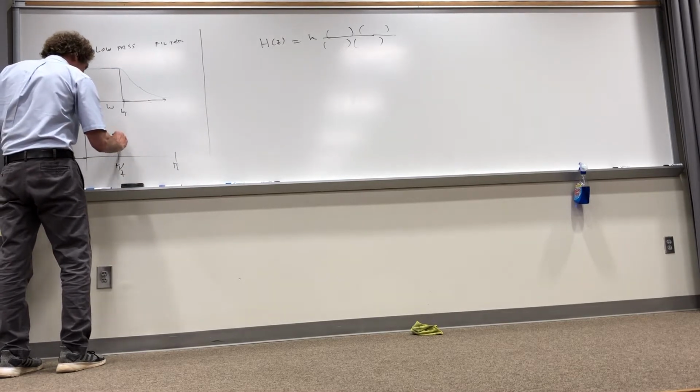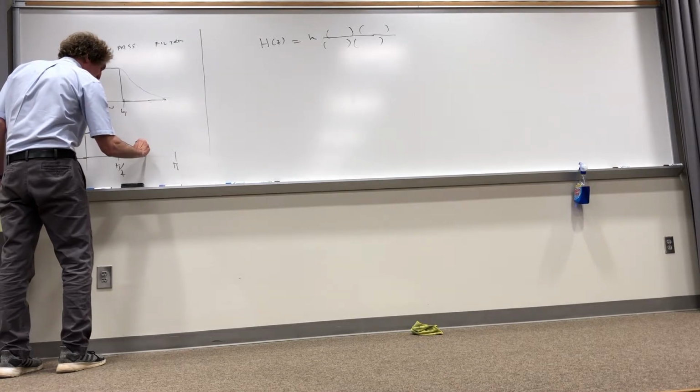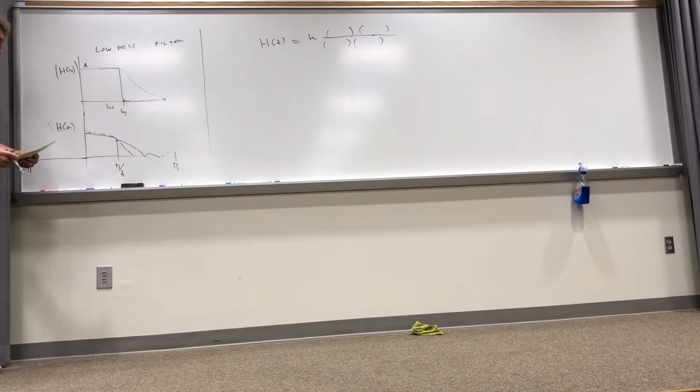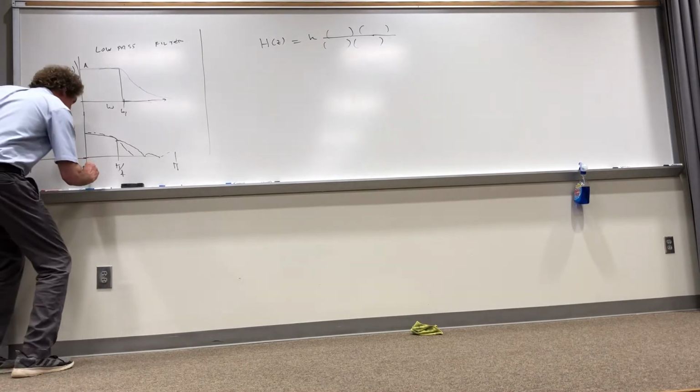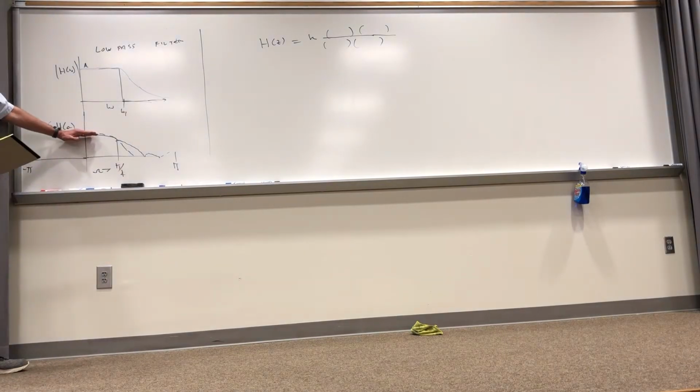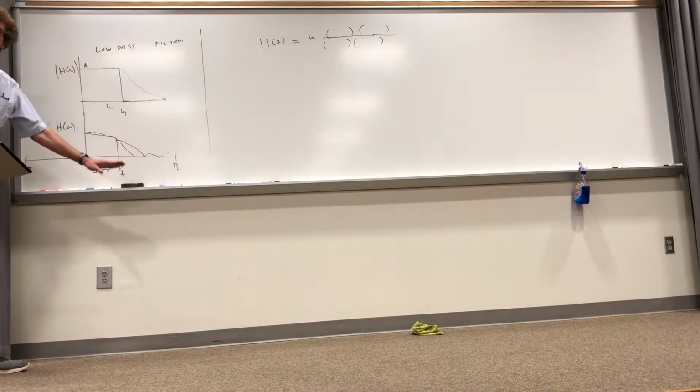The actual obtainable one is something like this, maybe like this. It's going to look something like that. The majority, the lower frequencies, this is versus capital omega here, are going to be less attenuated than the higher frequencies. Think of it that way.